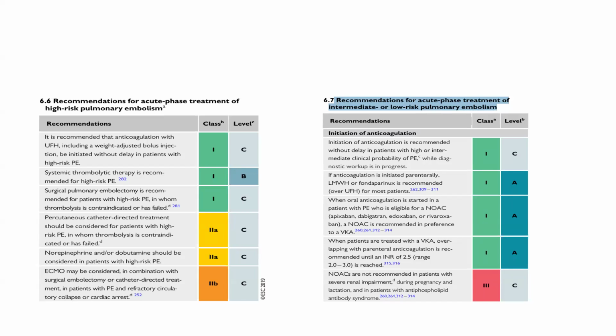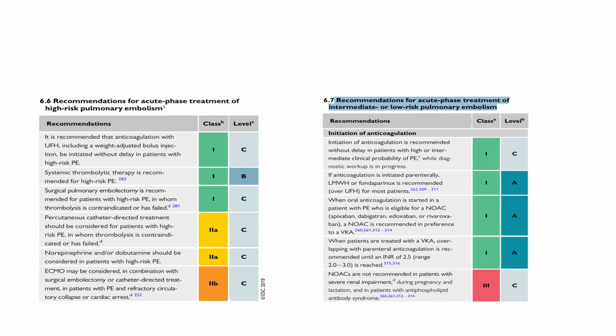Then norepinephrine and dobutamine should be considered in patients with high-risk PE. ECMO may be considered in combination with surgical embolectomy or catheter-directed treatment in patients with PE and refractory circulatory collapse and cardiac arrest. Now, regarding anticoagulation, initiation of anticoagulation is recommended without delay in patients with high or intermediate clinical probability of PE.